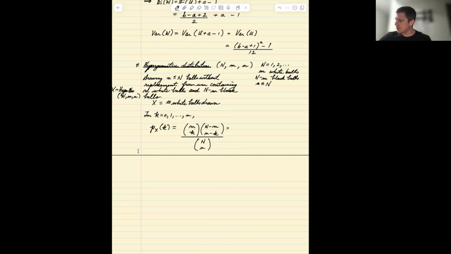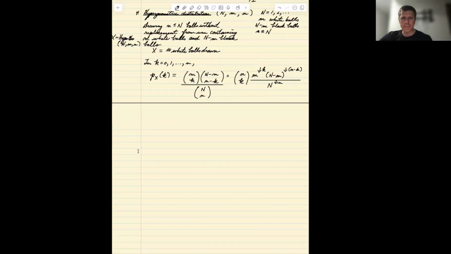Or we could consider the ordered analysis, which is that we choose the k spots that we're going to put the white balls in. We then draw them in order, and then the remaining balls we draw in order, and then divide by all total orderings, which is N fall little n. And otherwise, the probability is 0. So we've seen that in order for this probability to be proper, we need k to be less than or equal to m, and n minus k to be less than or equal to N minus m. We can't draw more white balls than there are white balls in the urn, and we can't draw more black balls than there are black balls in the urn.